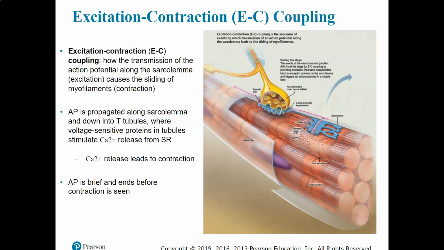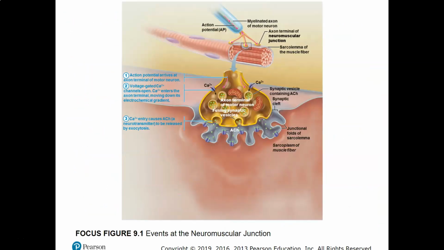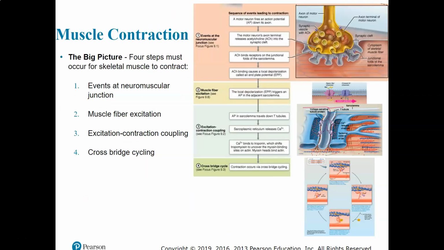So just a quick overview of our big picture. 4 steps in order for skeletal muscles to contract. We need events at the neuromuscular junction. We need the muscle fiber to excite, produce that action potential. We need to have the excitation contraction coupling. And then we need the cross-bridge cycling.